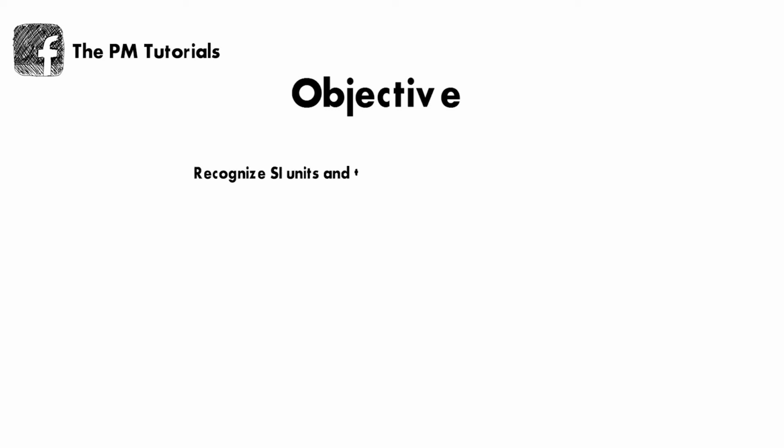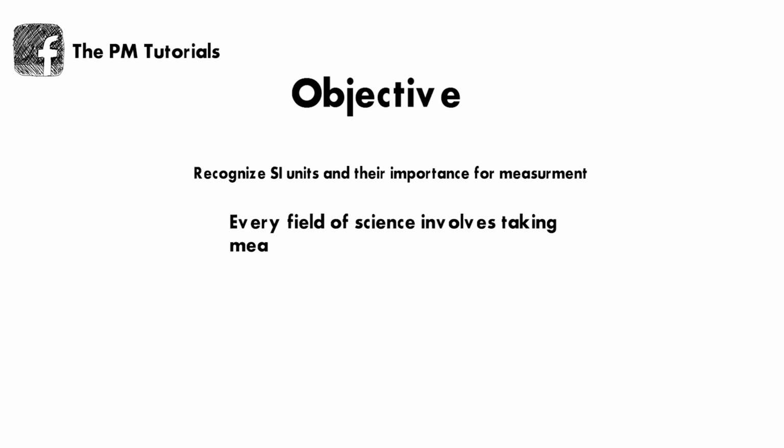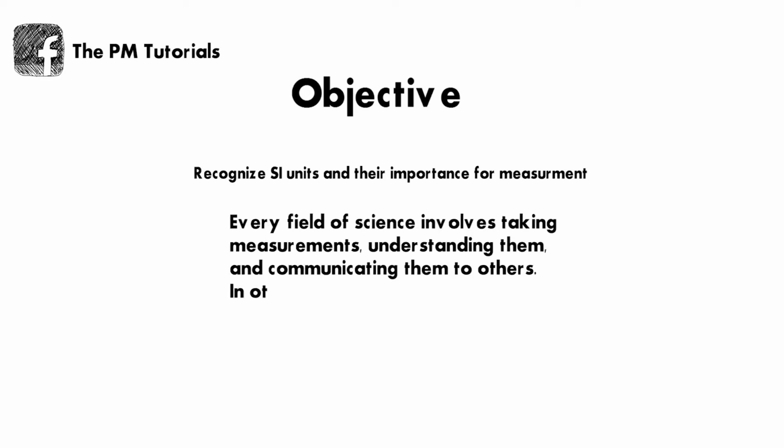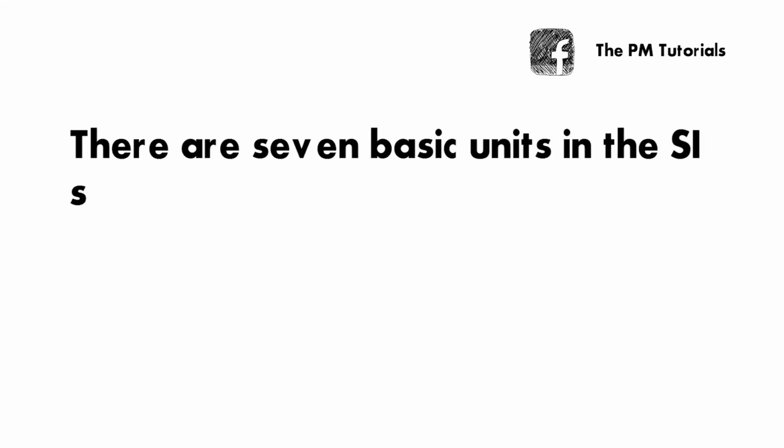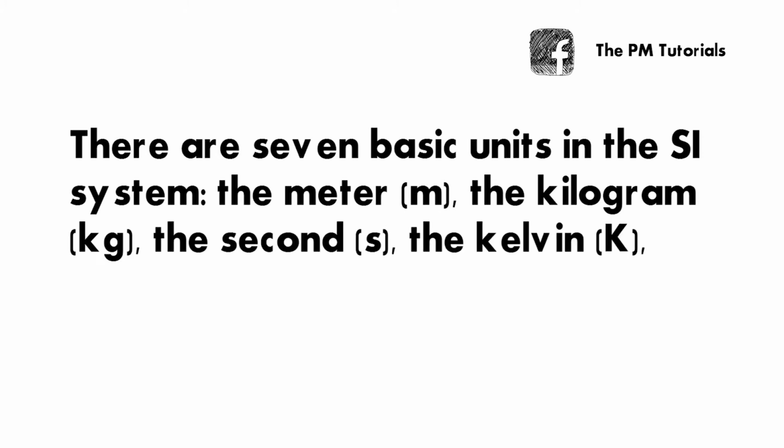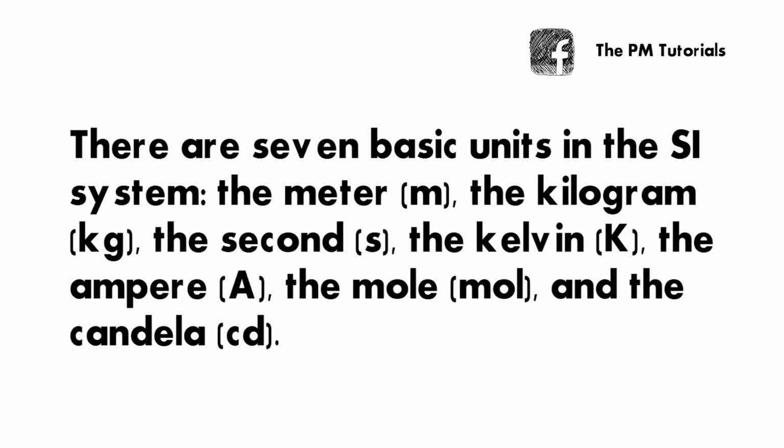Every field of science involves taking measurements, understanding them, and communicating them to others. In other words, we can say it is the same basic language used for science. The SI system, also called the metric system, is used worldwide. As we discussed here, there are 7 basic units of the SI system: meter, kilogram, second, Kelvin, ampere, mole, and candela. Now, further, we are going to discuss each and every parameter in detail.